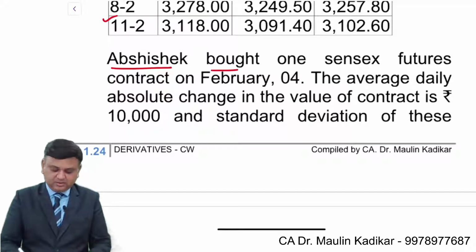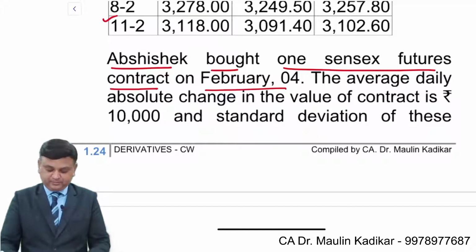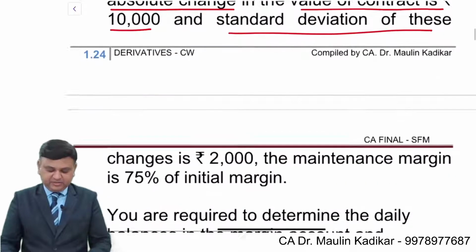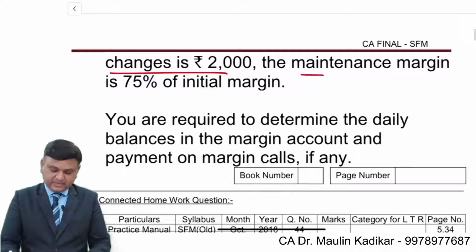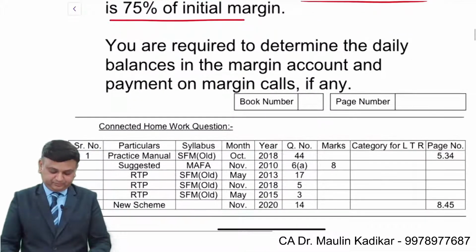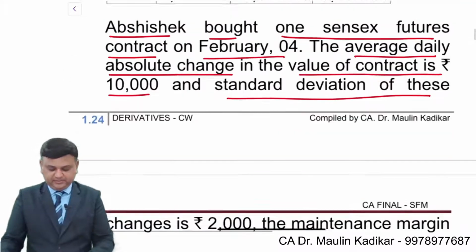Abhishek bought, meaning purchased, one Sensex futures contract on 4th of February. The average daily absolute change in the value of the contract is 10,000 and the standard deviation of these changes is 2,000. Maintenance margin is 75% of the initial margin. You are required to determine daily balances in the margin account and payment of the margin calls, if any.